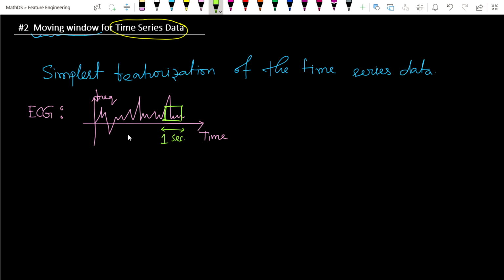So let's be specific for better understanding. Suppose our first task for such kind of data is that we have to predict the heart attack in the next 10 minutes. That's the job. We have to predict the heart attack in the next 10 minutes.